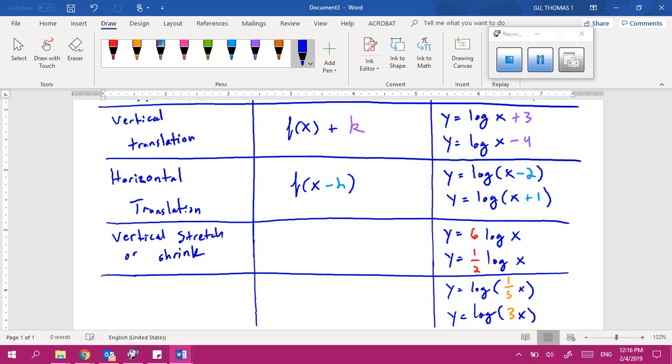And remember, some other words for stretch and shrink would be expand, expansion, compression, things like that. The general notation for this that would apply for any function would be if you take the function f of x and you multiply the whole function by a number, we call it a. Notice every time there's a vertical stretch or shrink, you're just multiplying the whole function by a number.